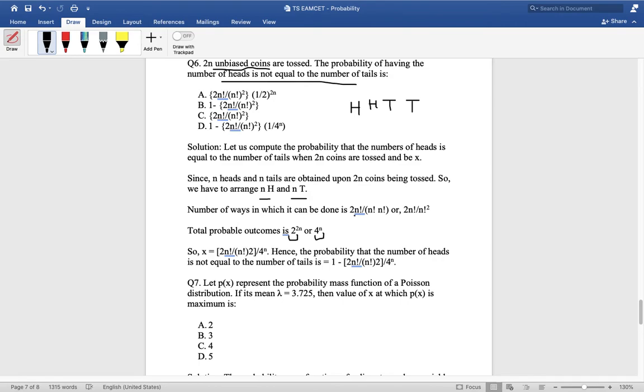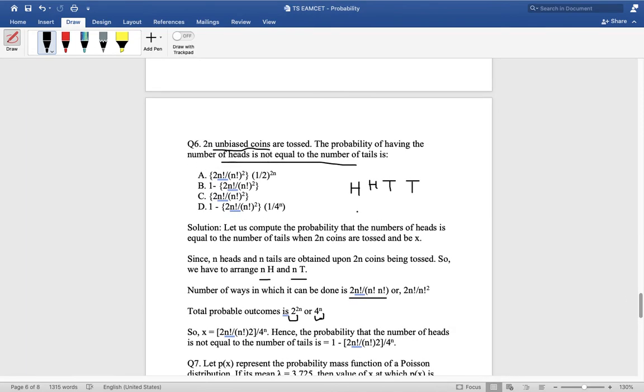So the probability of getting n heads and n tails will be this number divided by this number. So 2n factorial by n factorial squared divided by 4 raised to the power n. So the probability that the number of heads is not equal to the number of tails is 1 minus this whole thing. So 1 minus 2n factorial by n factorial squared divided by 4 raised to the power n. So option D is the correct option.